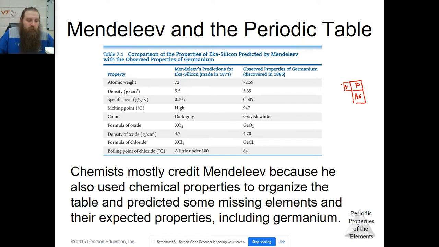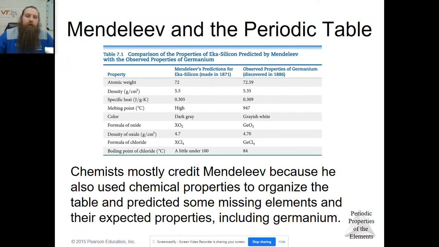And when he was organizing his tiles, instead of just putting things there that they knew about, he left them blank. And he said, I don't think we've discovered these elements yet. And so he used the term Eka silicon. So this would be Eka silicon, and this was Eka aluminum. And he made some predictions about it.